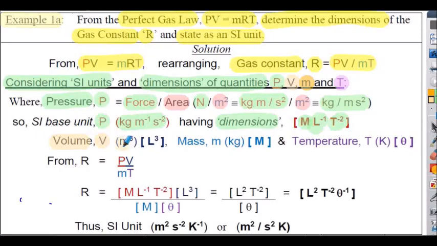We know that the volume is meter cubed, so in terms of dimensions, that would simply be L to the 3, L cubed. Mass, lowercase m here, would have the unit of the kilogram, so capital M for dimension. Finally, temperature, capital T here, has the unit of the Kelvin, and in terms of dimensions, we write that as symbol theta in our square bracket.